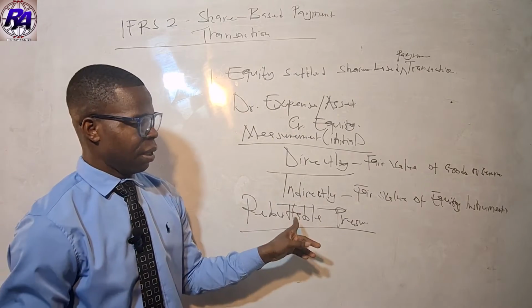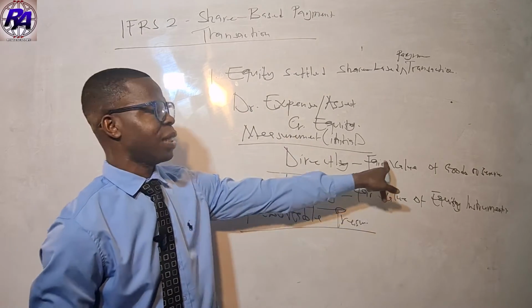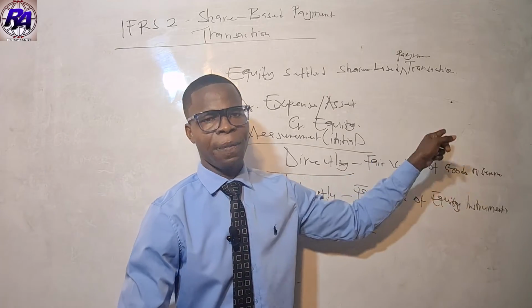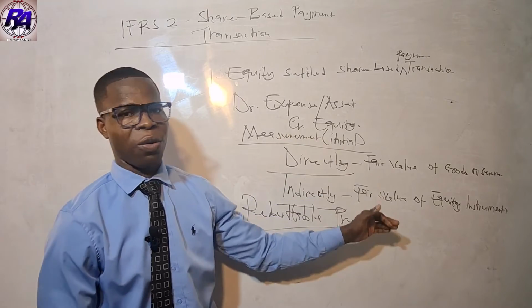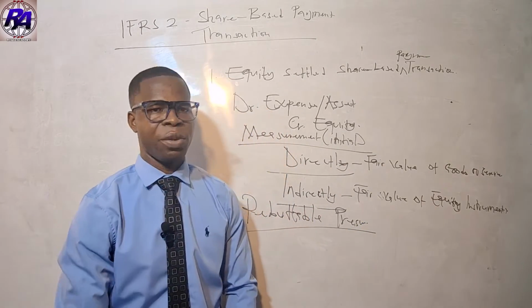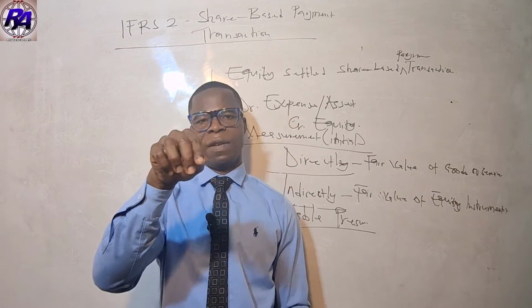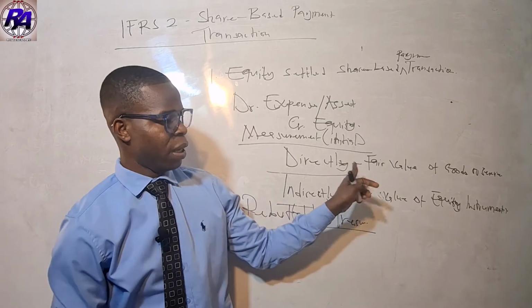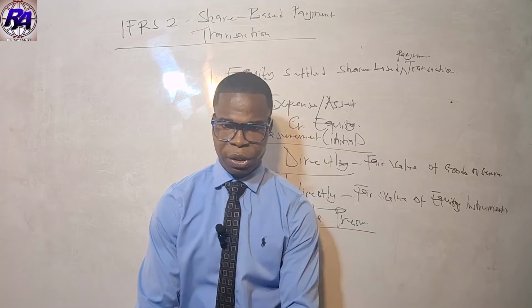But that rebuttable presumption can be rebutted when we cannot ascertain the fair value of the goods and services. So the rebuttable presumption can be rebutted or abrogated. We can have exceptions. There are situations where we cannot ascertain the fair value of the goods and services, then we can resort to the indirect method. So that has to do with the rebuttable presumption.